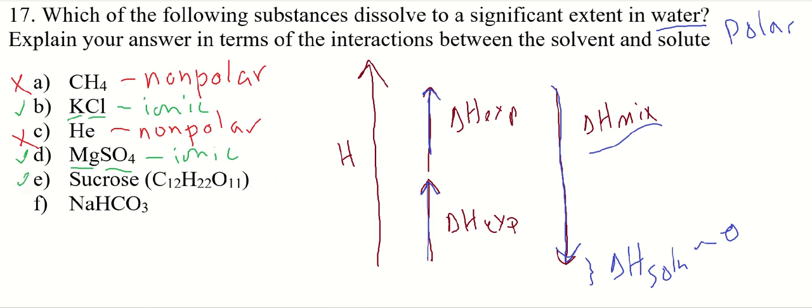Sucrose is polar, so that's also going to work. Sucrose is table sugar, and so water's polar, sugar's polar, they're going to dissolve. All right, delta H of mixing is going to be significant enough to make it soluble. This is another ionic compound. We have sodium and then the bicarbonate ion, so this is also ionic, so that's also going to dissolve in water.